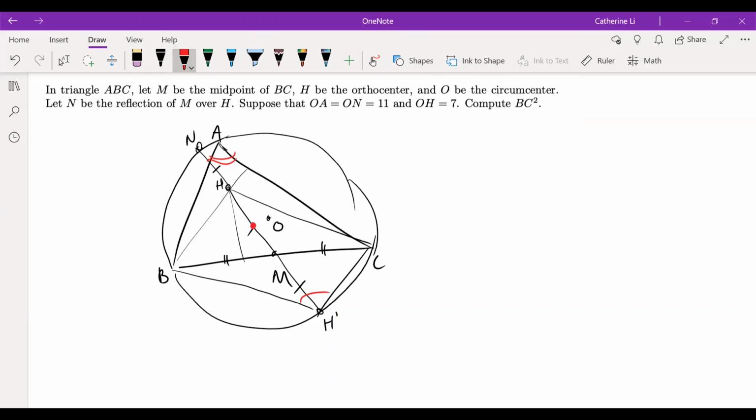So we can find BM using Pythag, and we can also find that OM is equal to 7, and that's what enables us to do that. And then OB is also 11. So then you get BM, and then you get BM squared, or BC squared.